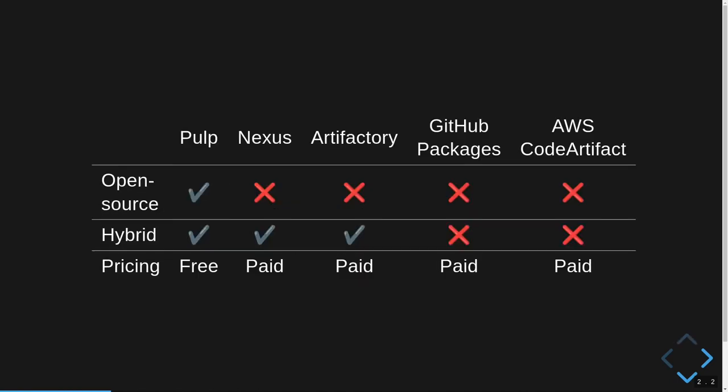I believe you have heard about Artifactory or Nexus. These are our competitors and they all have their pros and cons. For example, Nexus supports only a subset of formats for free. Similarly, Artifactory is open sourced only for a subset of formats and has most of its features requiring payment. GitHub Packages offers limited storage for free plans. And finally, AWS CodeArtifact is only hosted as a service on the cloud.